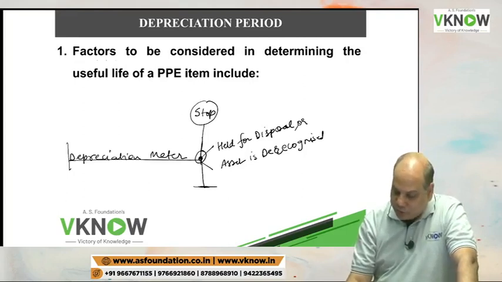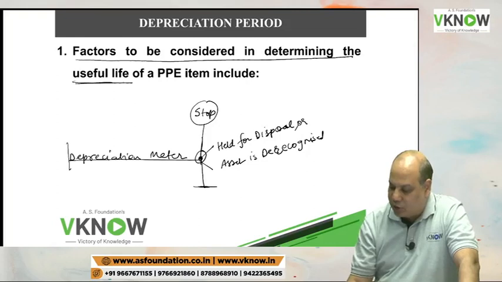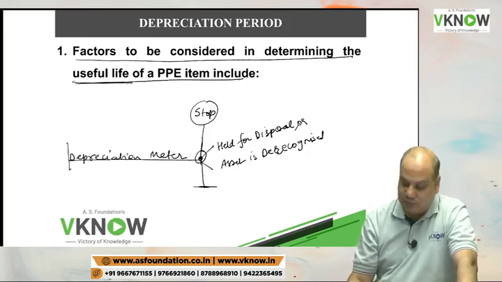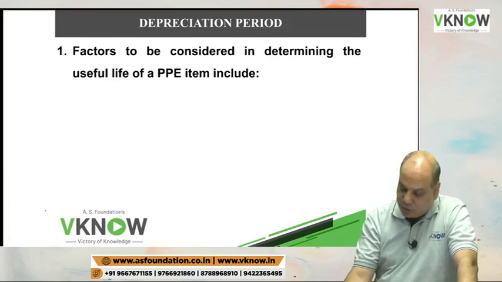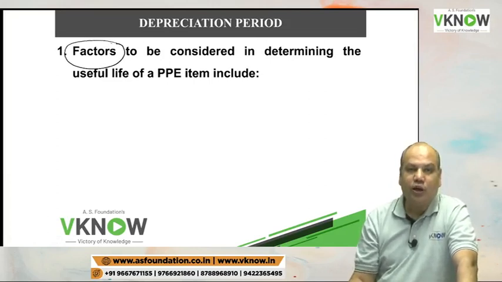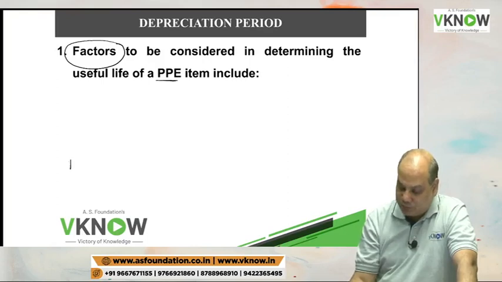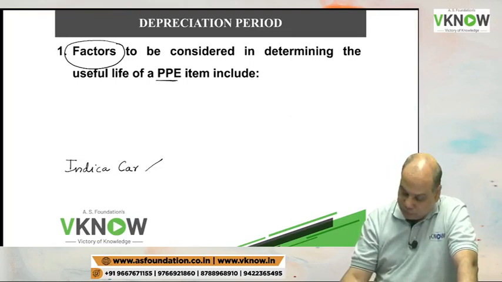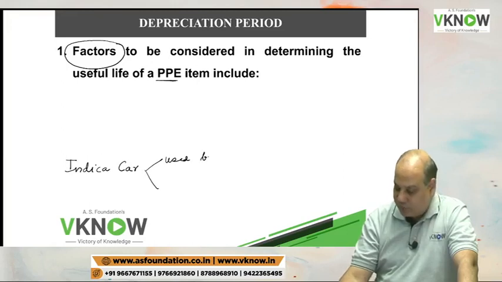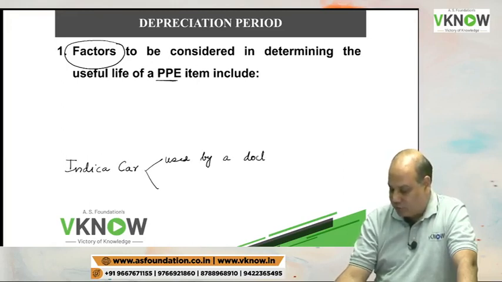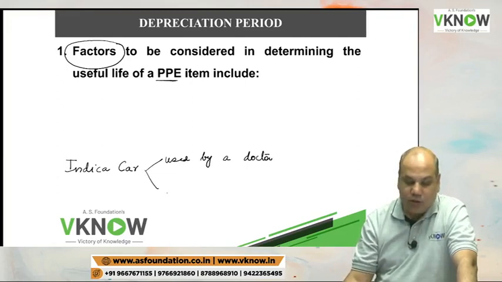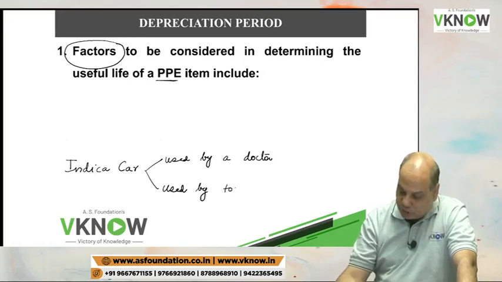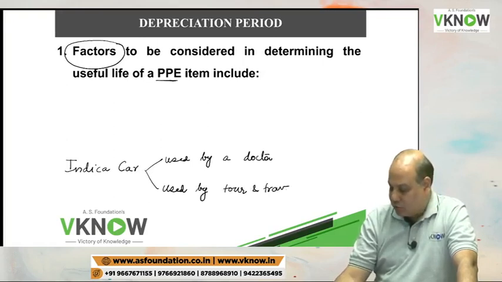Next point is factors to be considered in determining the useful life of a PPE item. This is a theory question. How do you determine the useful life of a property, plant and equipment item? Suppose this is an Indica car. It is used by a doctor. Same Indica car is used by a tour and travel company.